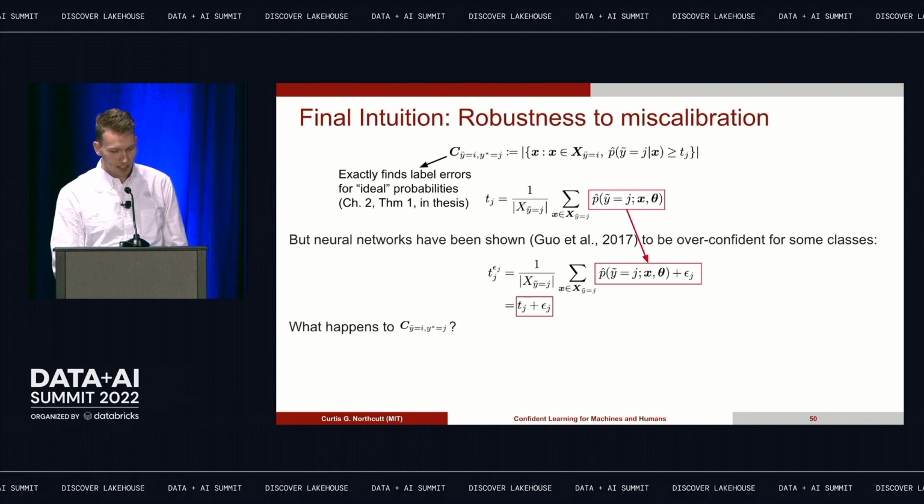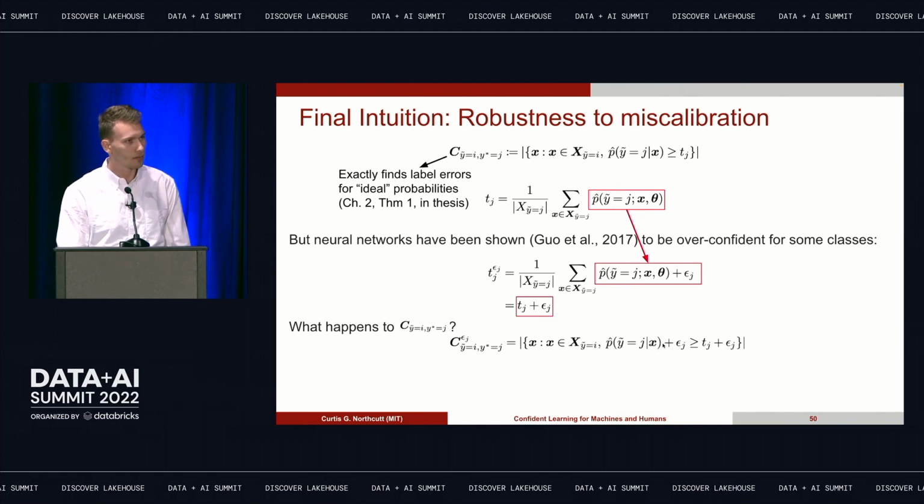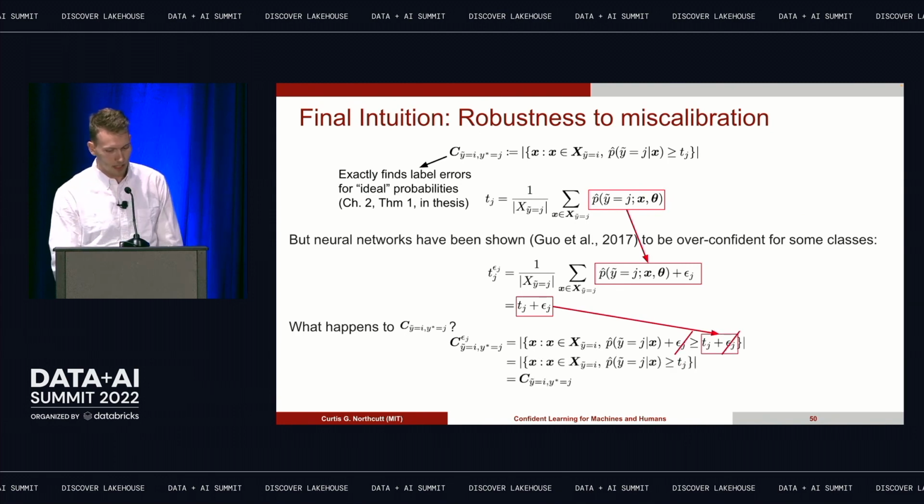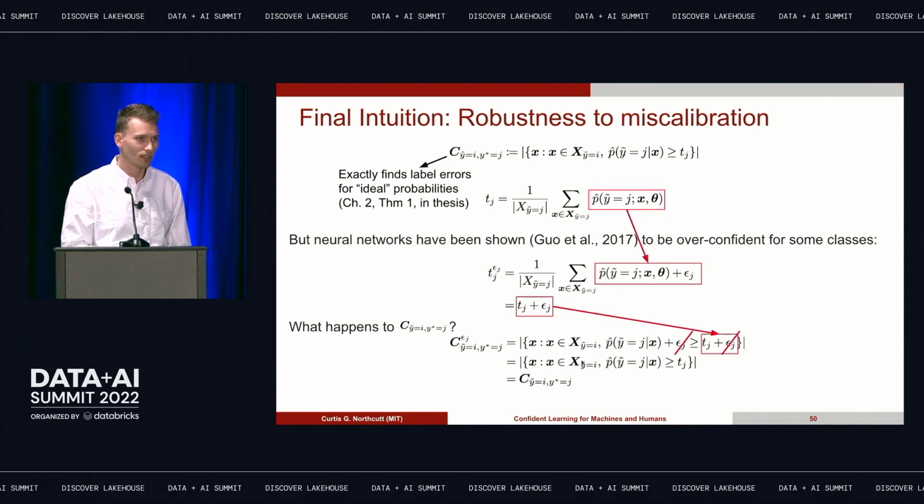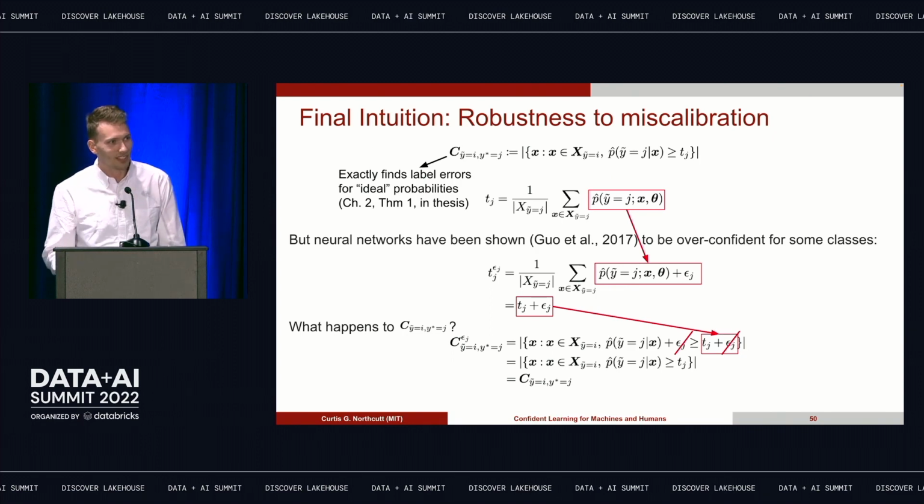Okay? And now let's just look at our confident joint, this thing when we're counting up all the errors, and let's see how it's affected. So now our new threshold is the threshold plus that error term. And the predicted probabilities that we're going to compare to that threshold are the predicted probabilities plus that error term. And let's just see what happens. The error terms will drop out. And so now you get the original formulation, which we already know works for perfect probabilities. So we know that even when you have this error, you're still going to get the exact results for perfect probabilities. That's it. It's really simple.